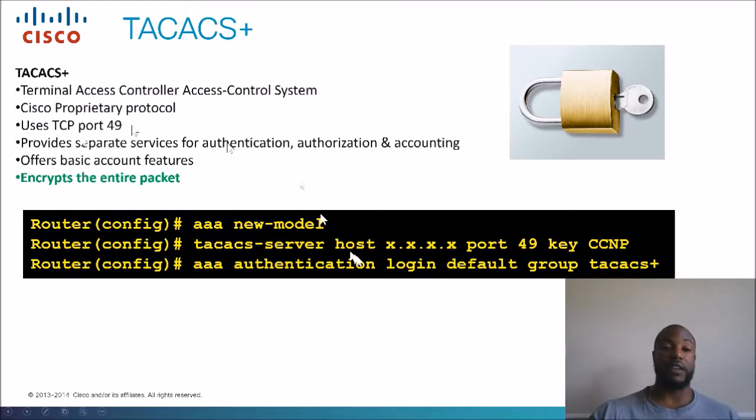And here's a basic configuration for that. It's AAA new model to basically turn on AAA, just like we did in the last video. And then you define the server, the TACACS server. So TACACS server host is pretty much the same thing, except the port number is going to be different. So TACACS server host, the IP address of the TACACS server, port 49, because we said it runs on TCP port 49. You put in a key if you want to, but it's best to do that. It makes it more secure. You want to harden your network, right? Key, and then CCNP, which is the password.